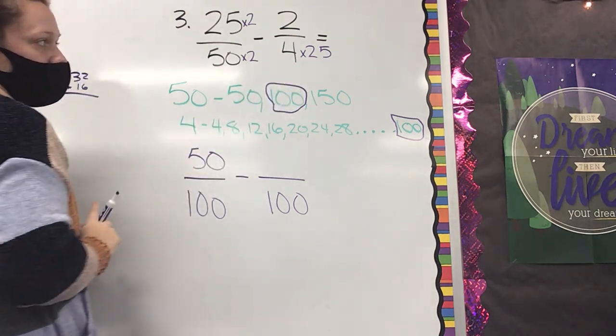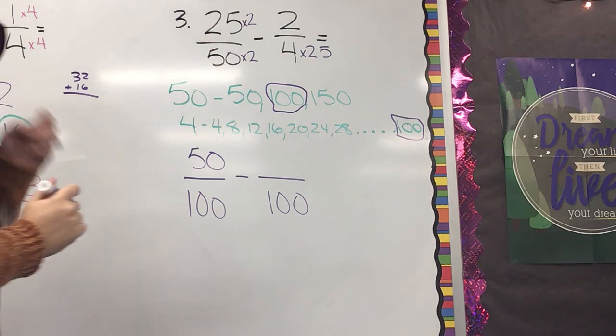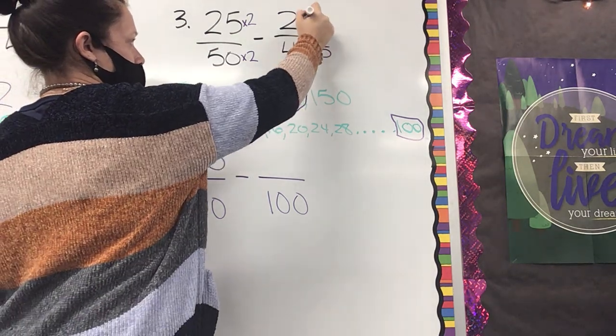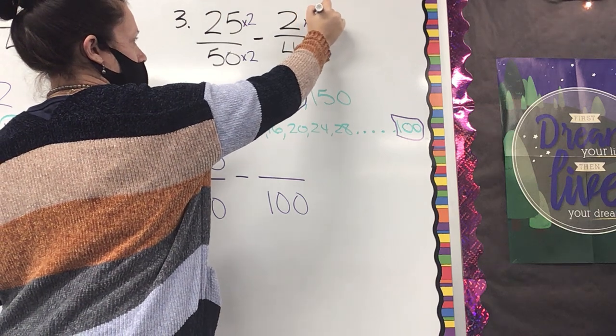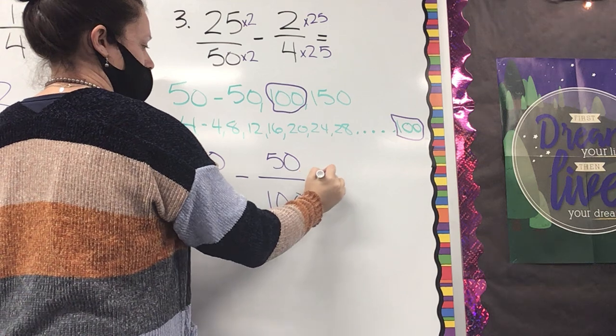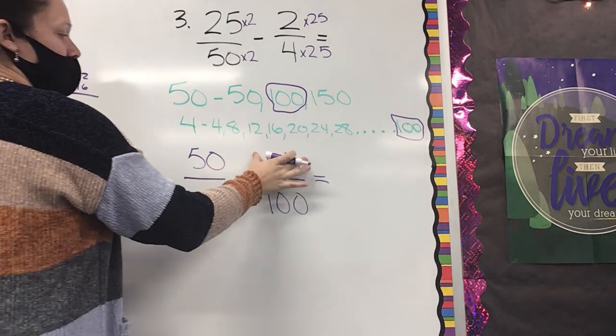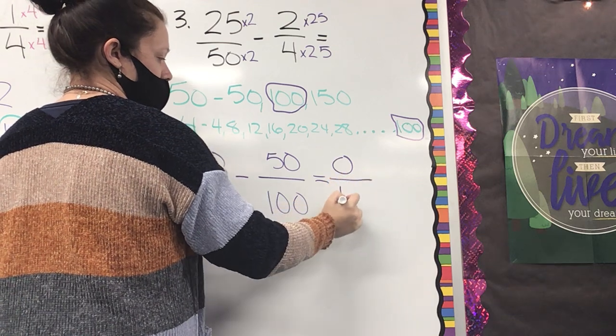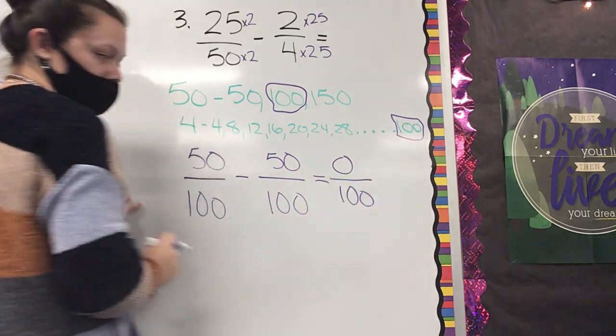So 4 quarters would be $1. All right, what I do to the bottom, I also have to do to the top. What is 2 times 25? 50. Here's where I said this one was unique. 50 minus 50 is 0. My denominator stays the same. Am I done?